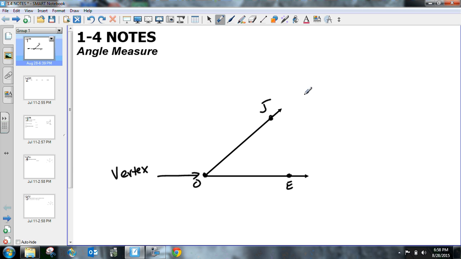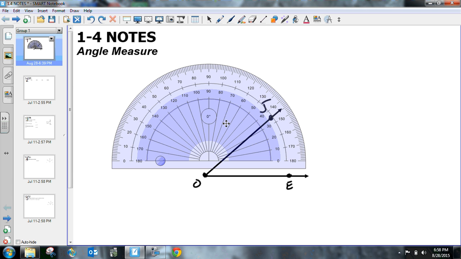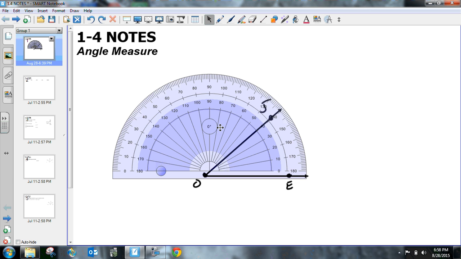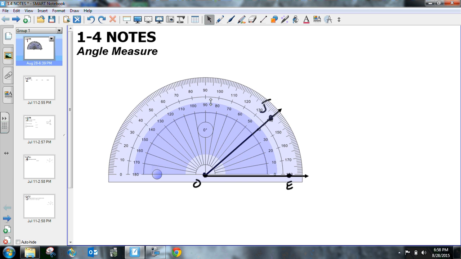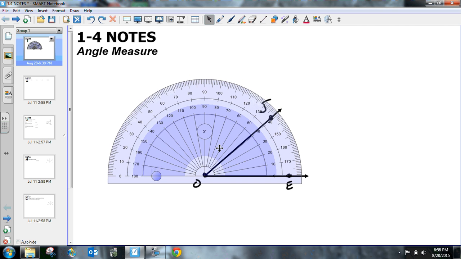Okay, so what I want to do real quick is measure this angle here, and see how far this thing opens up. That's kind of how I describe it. If I'm measuring an angle, I take my protractor and put the vertex where all these lines intersect, at this point here. And then I line my very bottom line up with the 0, okay?